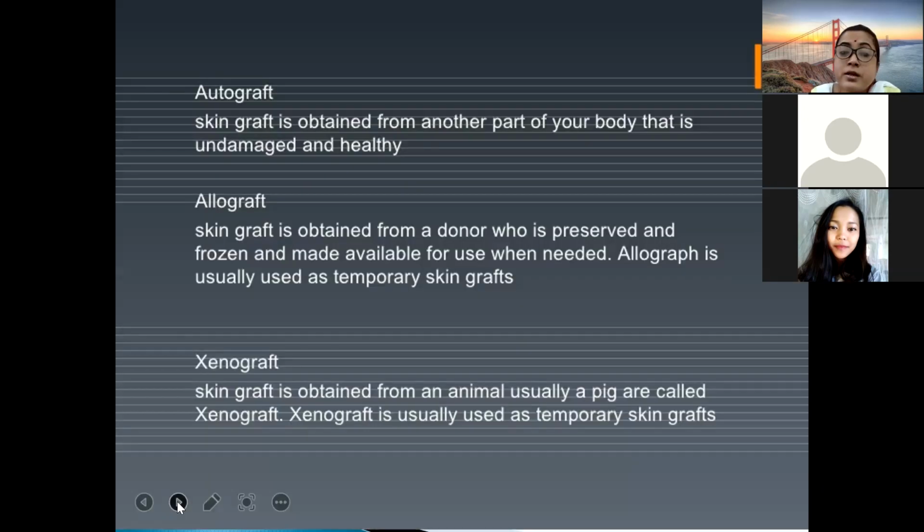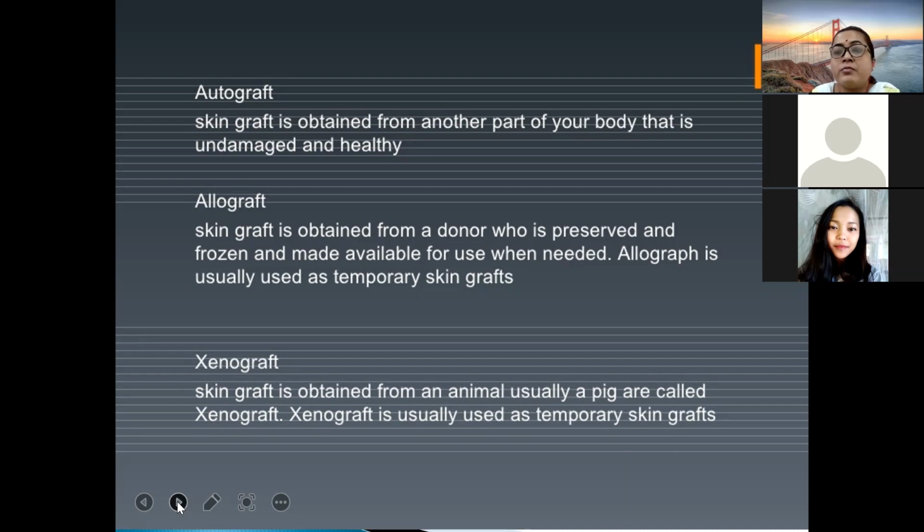Now these are the terminologies, so please be attentive in the class. So autograft. What is autograft? Auto means self. The skin graft is obtained from another part of your own body that is undamaged and healthy. So if a person has a burn injury and the graft has been taken from the same body, that is called an autograft.